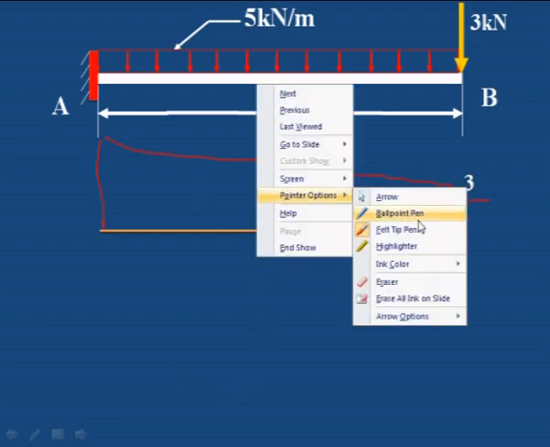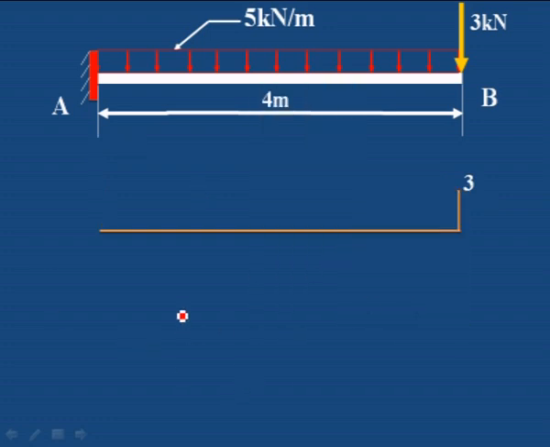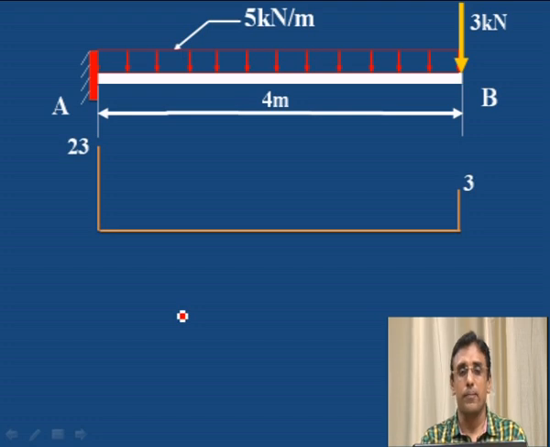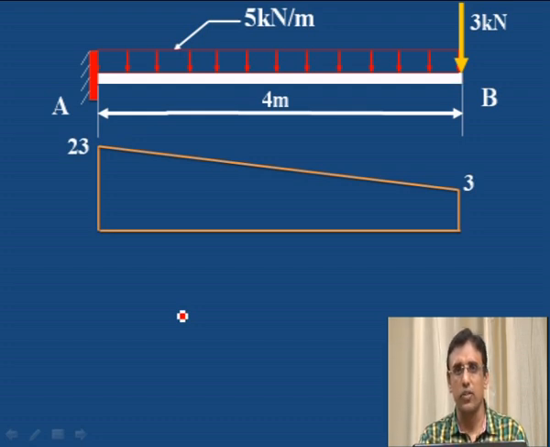Let us see how it looks. See, this is 23 kilonewton at A, 3 kilonewton at B. Then join this. Wherever there is a uniformly distributed load, we have to draw an inclined line in the shear force diagram. You should be very careful when UDL is there. That UDL portion should be an inclined line. This is the shear force diagram.